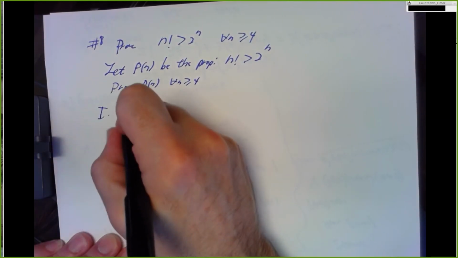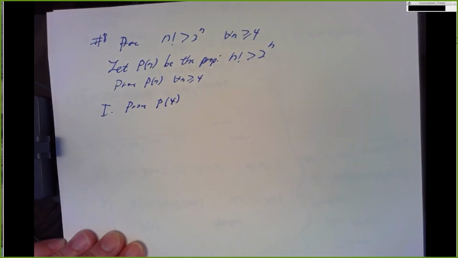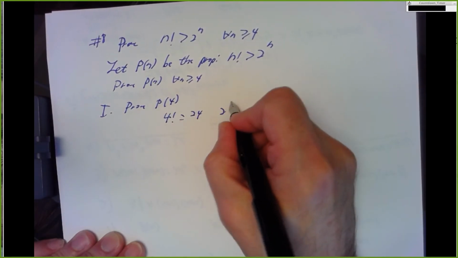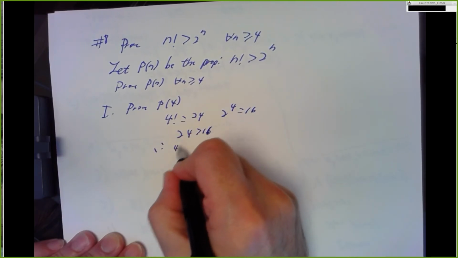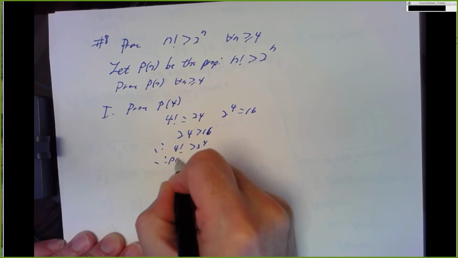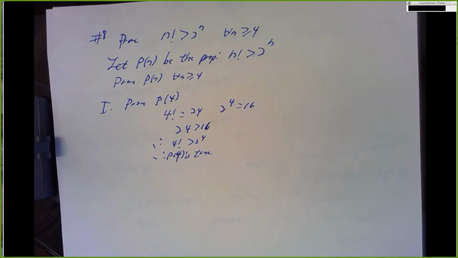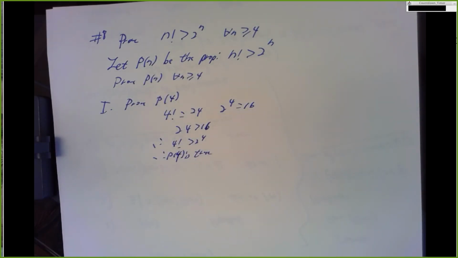Step 1, base case, prove not P of 1 here, but P of 4. Well, 4 factorial equals 24, 2 to the 4th equals 16, 24 is bigger than 16, therefore 4 factorial is bigger than 2 to the 4th, therefore P of 4 is true. As usual, plug in the number and see if the proposition is true. And this proposition is not a complex one. We know what factorials are, we know what 2 to the n is, so we could prove P of 100. Find 100 factorial, find 2 to the 100th, and show the inequality.